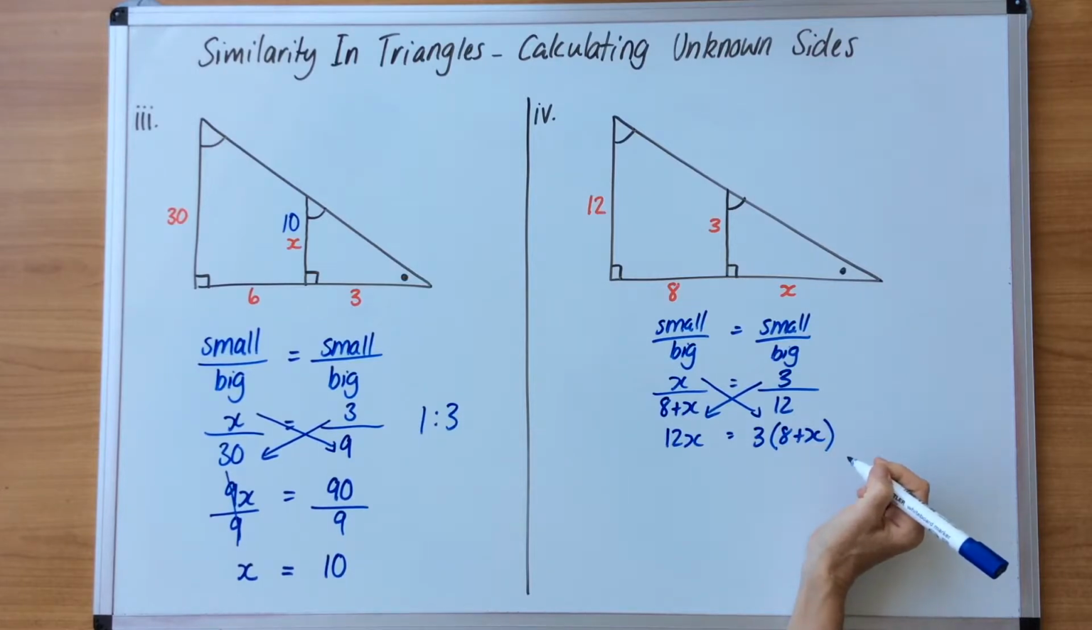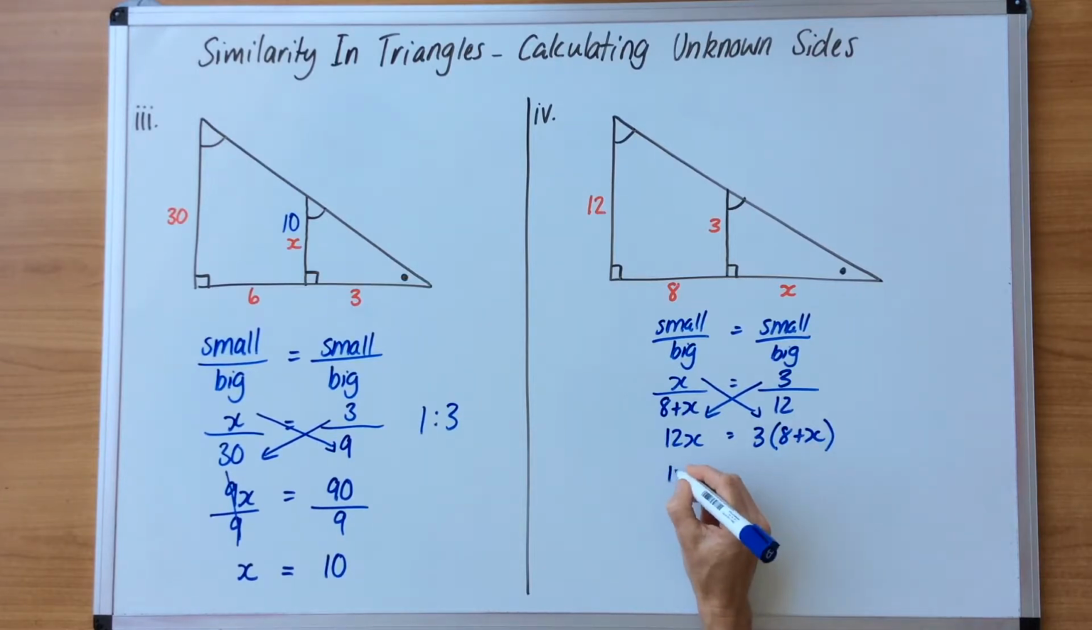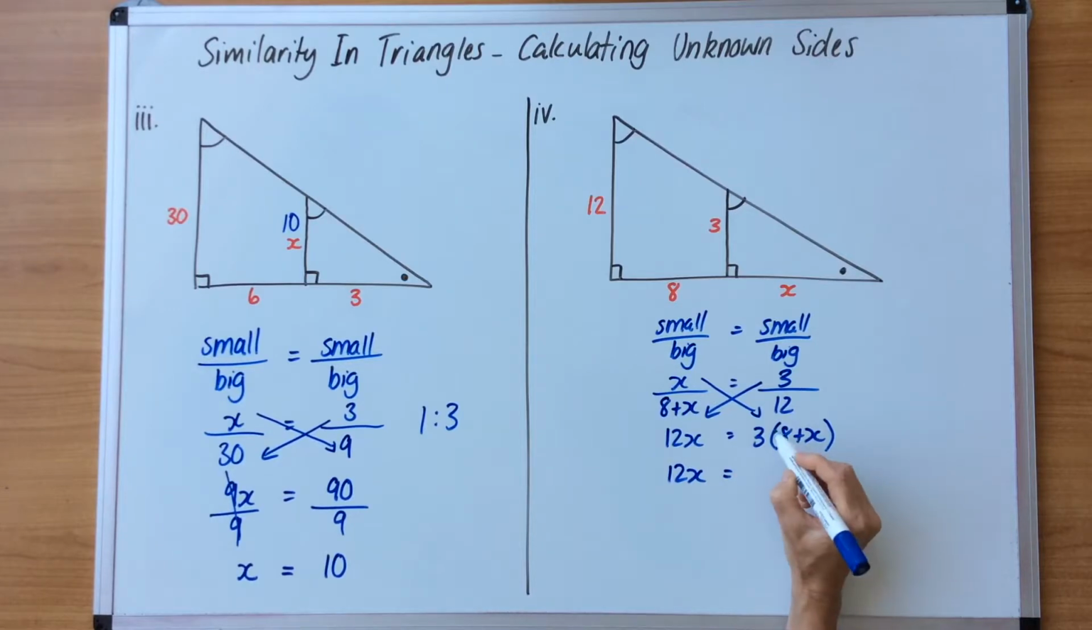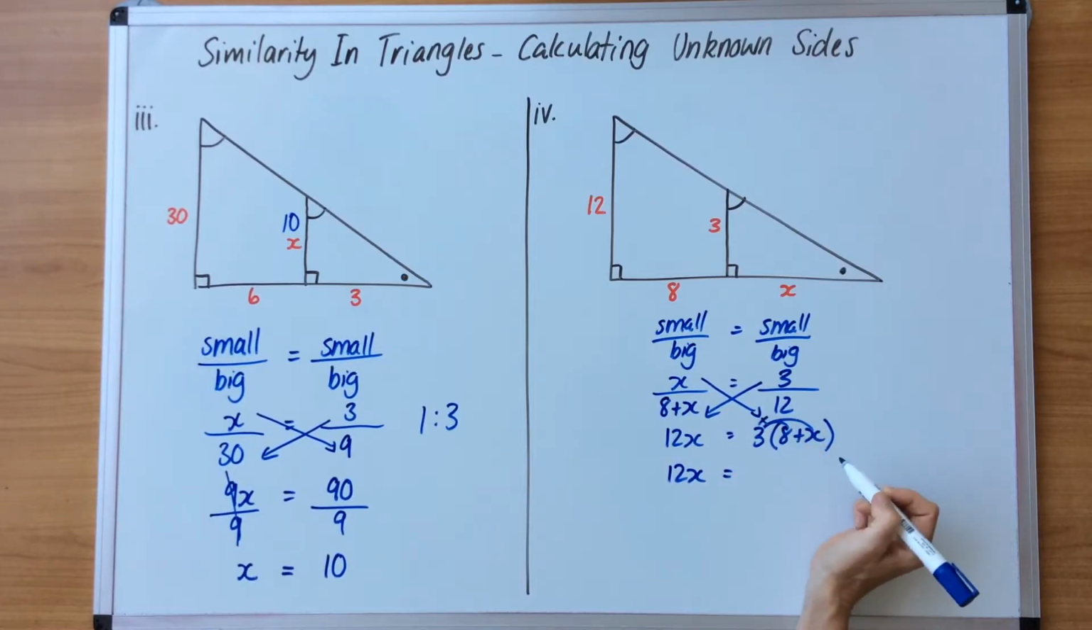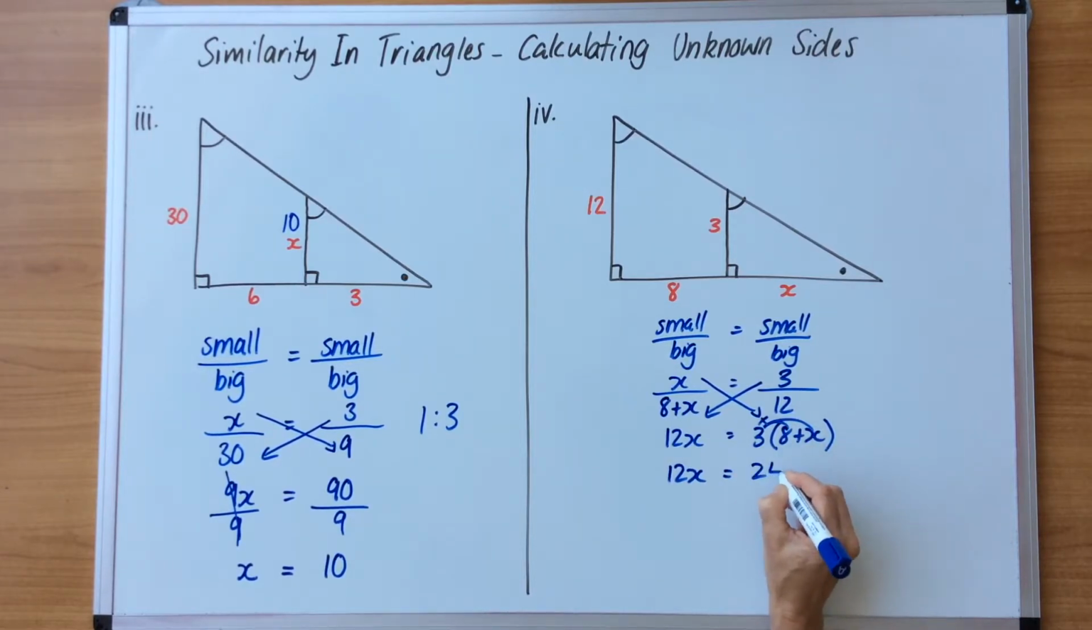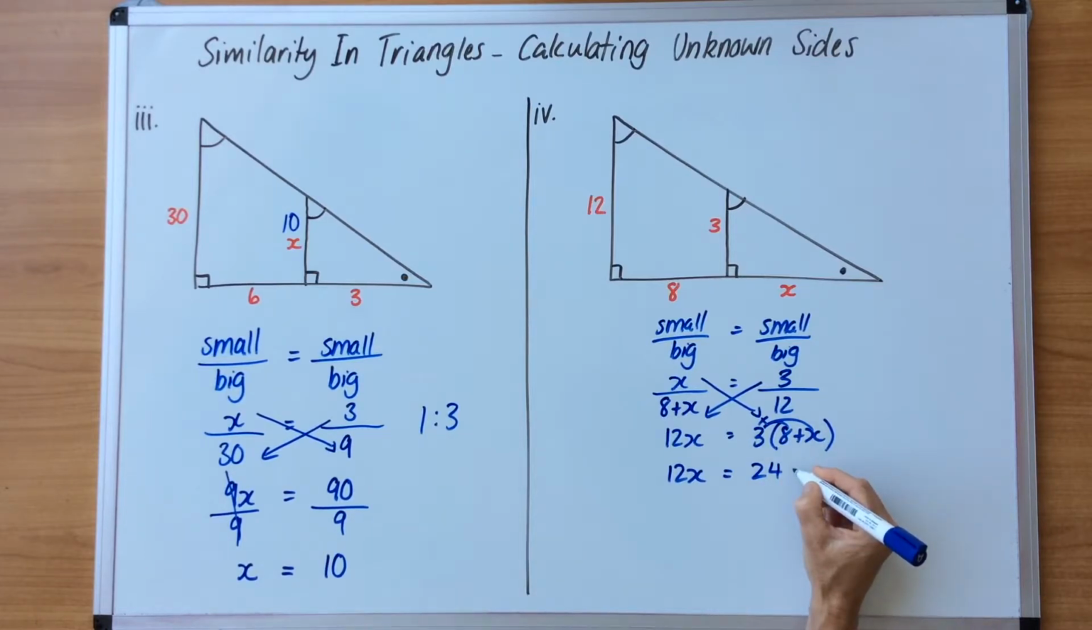And then we're going to work that. So we're going to drop down the 12x equals, and we're going to multiply in. So 3 times 8 is 24, and 3 times x is 3x. It's a positive 3x, so I must write plus 3x. And now we have the linear equation.